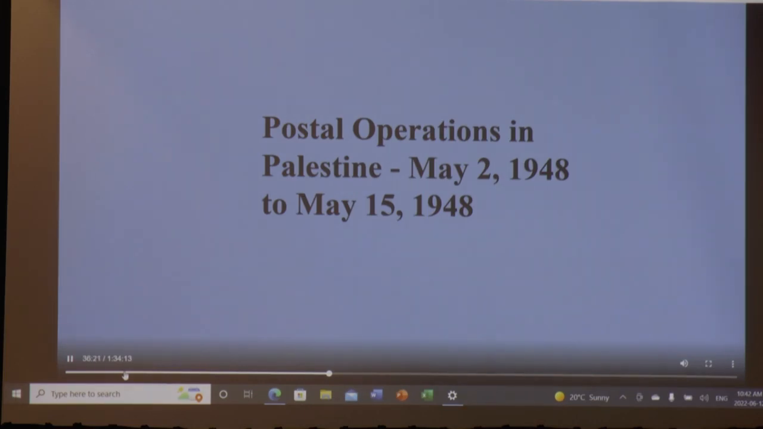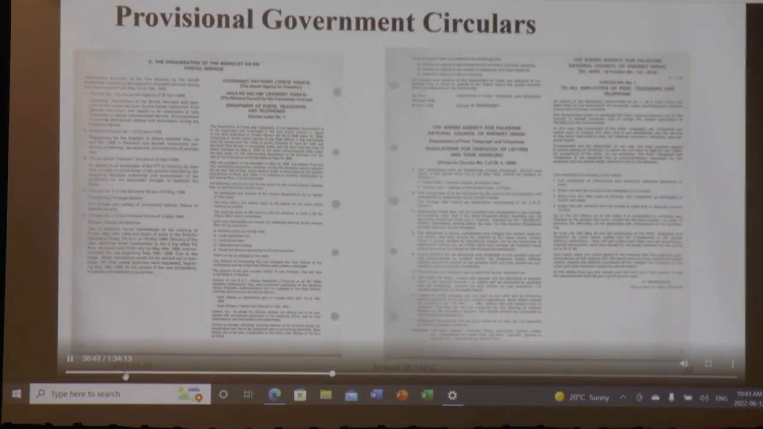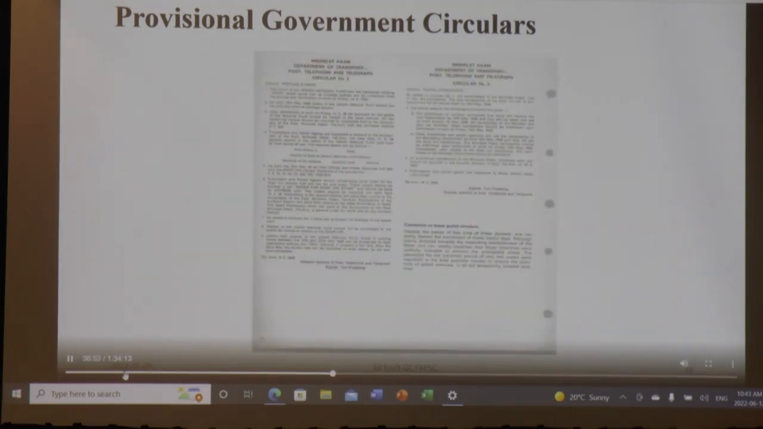So what kind of postal operations did exist in Palestine between May the 2nd and May the 15th? Remember, May the 15th was the end of the mandate that was created by the League of Nations. May the 2nd was the beginning of the provisional Jewish government in Palestine, which also was known as Minhelet Ha'am, the Council of the People. And they created different labels, different stamps. There were postal circulars that were created by the provisional government in Palestine.